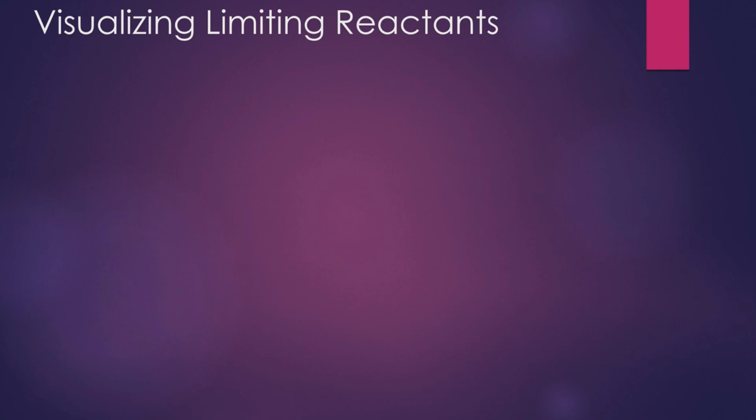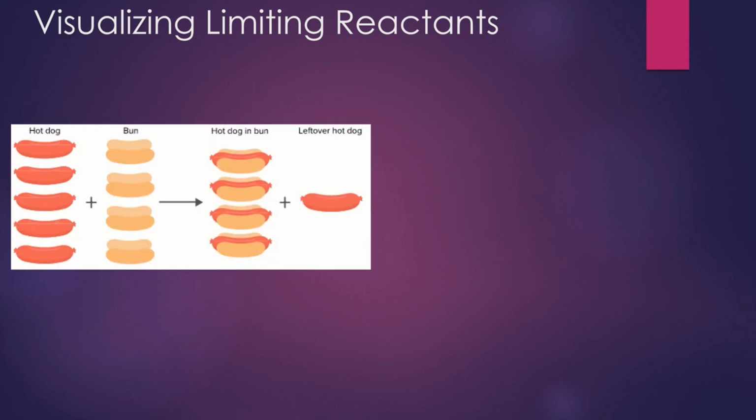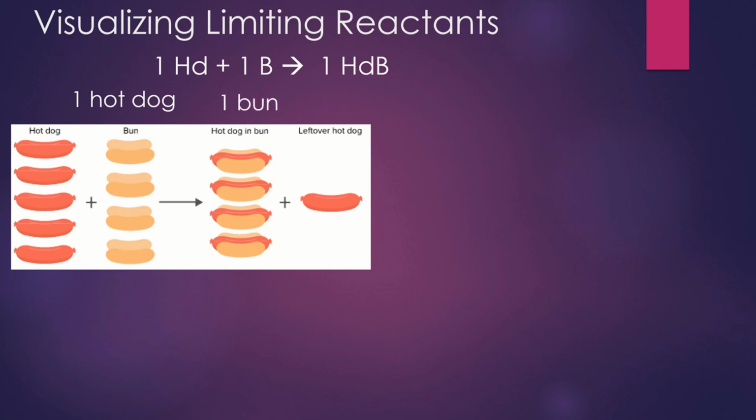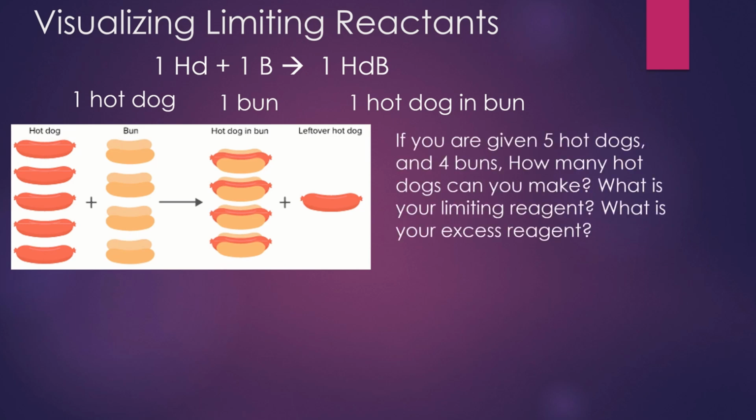Let's begin by visualizing limiting reactants. I've created a fictitious chemical reaction where we have one hot dog plus one bun yields one hot dog in a bun, HDB. So in our image here, we're given 5 hot dogs and 4 buns. The question is, how many hot dogs in a bun can you make? What is the limiting reagent? And what is the excess reagent?